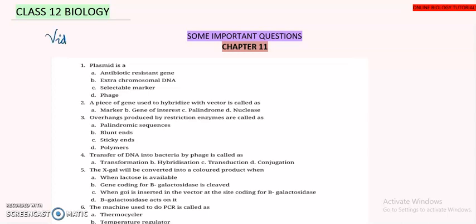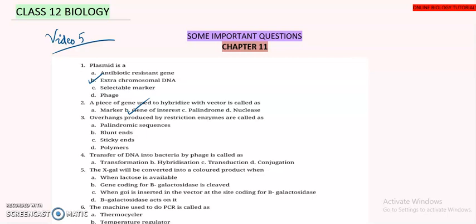We are discussing important questions of chapter number 11, and we are on video number 5 for this chapter. The first question is: plasmid is extra chromosomal DNA. So other than the chromosomal DNA, bacteria also have extra chromosomal DNA in the form of plasmid. A piece of gene which is used to hybridize with the vector is the gene of interest.